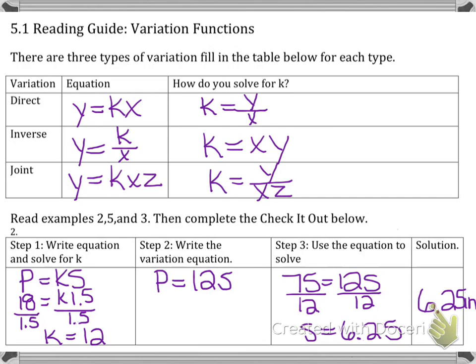We'd like for you to repeat this process for problems number 5 and 3 of the Check It Outs. Remember to check your answers in the quiz in the app.